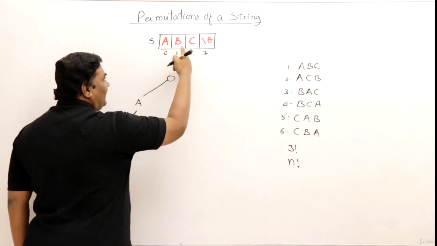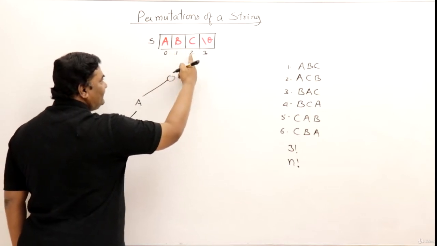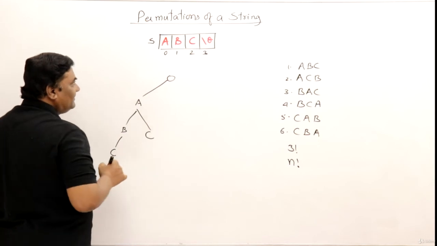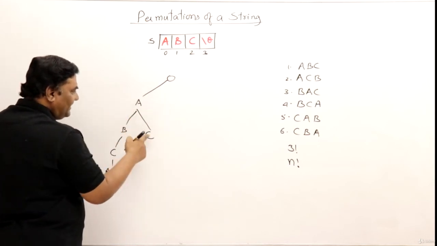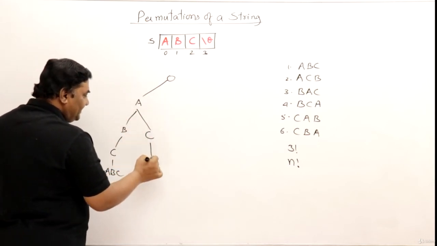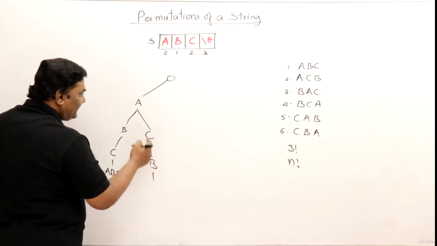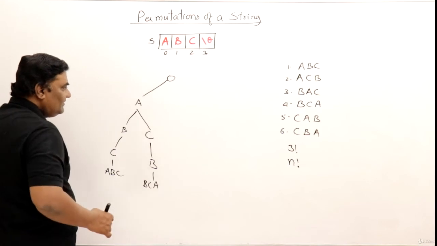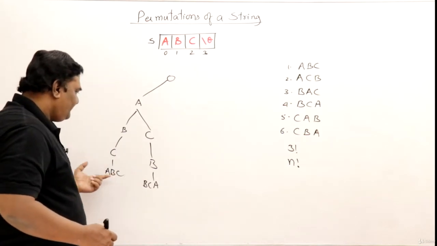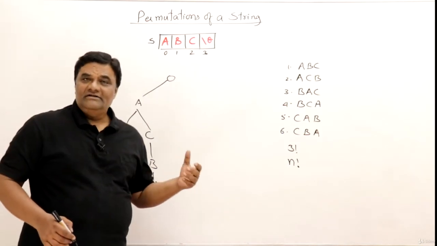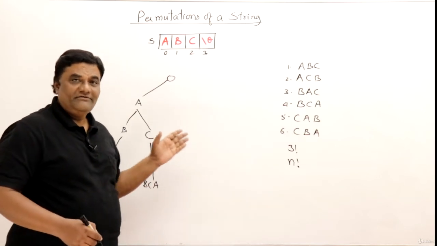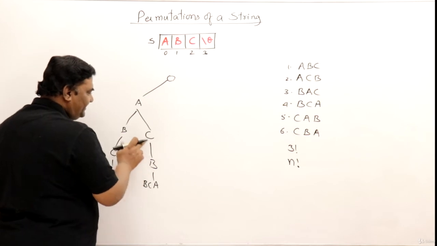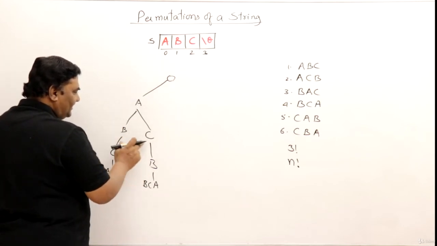When I am on A, I can go on B as well as I can go on C. B I have already taken, so let us go on C. Then from A, I have gone on C. What is remaining? B is remaining. So what is the result? B, C, A. So I got two different arrangements, and I can show these arrangements in the form of a tree. Then after C there was only one letter B. Then after A, B and C both are over.